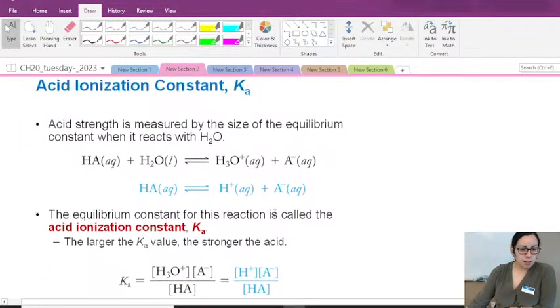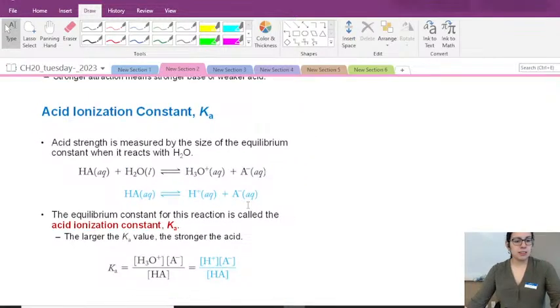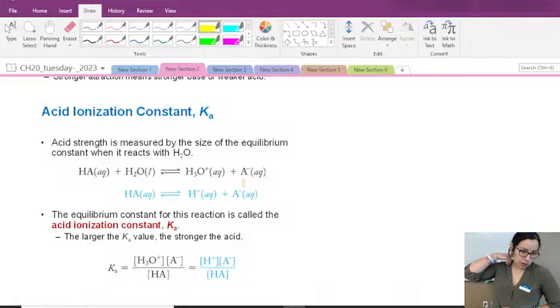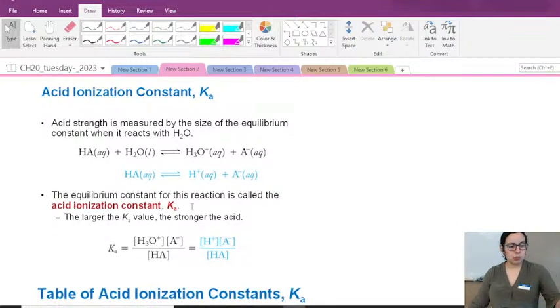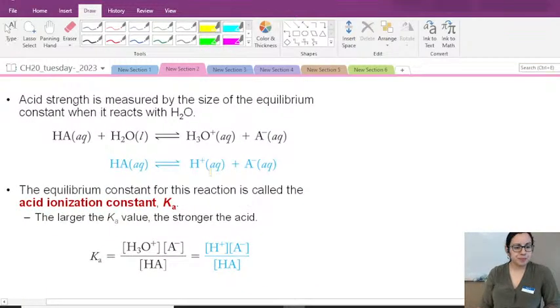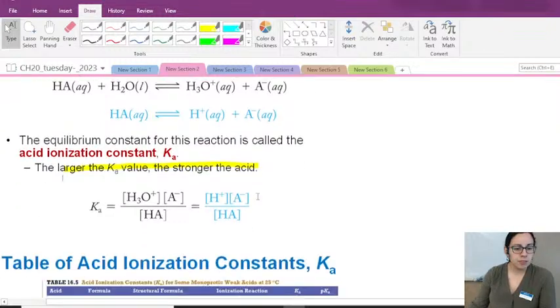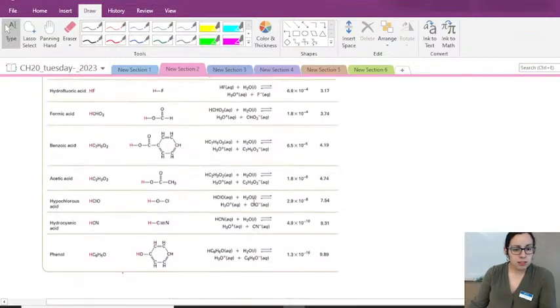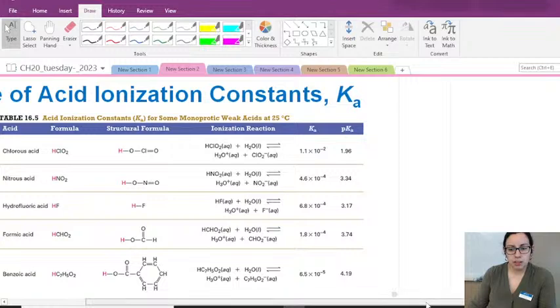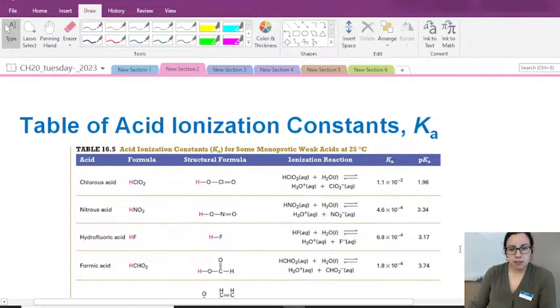Again, now we have our acid ionization constant, just writing out our equilibrium expression and formally calling it Ka. The larger the value of Ka, the stronger the acid. Now let's look at this table and some key relationships.